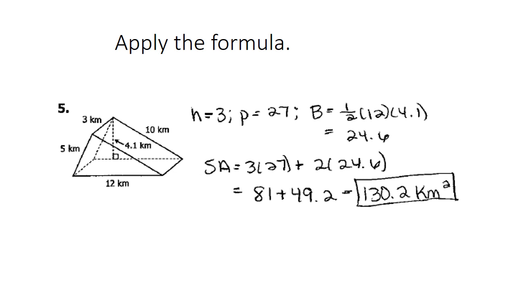So height is 3 again. Perimeter is 27. The big B is 1/2 12 times 4.1. That is the area of one of those triangles. It's 24.6. So plug all those parts in. 3 times 27 plus 2 times 24.6. I get 81 plus 49.2. And that gives me a total of 130.2 kilometers squared.